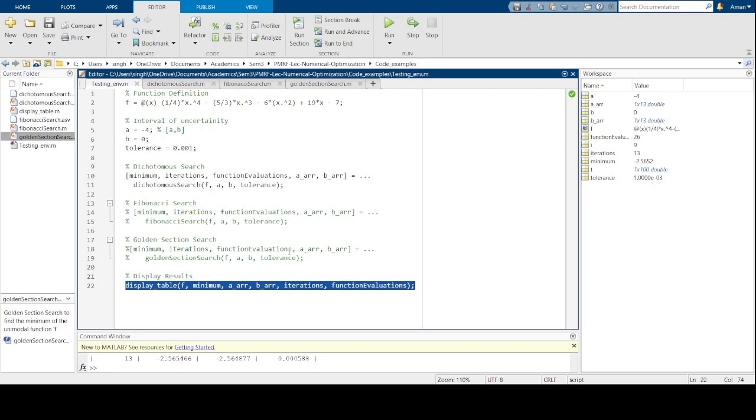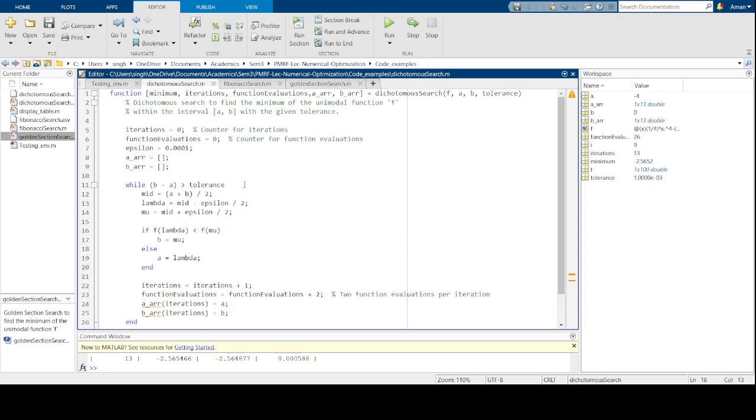in a tabular manner. So let's look deeper into the dichotomous search first. This is the dichotomous search function definition, and as we saw, it intakes the function definition, initial interval of uncertainty and tolerance. Because it's a very simple algorithm, it won't be difficult to understand. We define some initial variables to count iterations and the number of function evaluations. Then there is epsilon. Here you can see the epsilon is smaller than the tolerance, which is necessary.